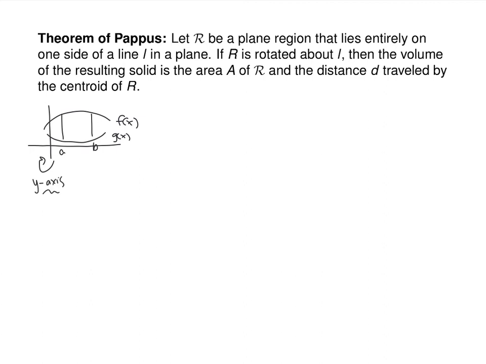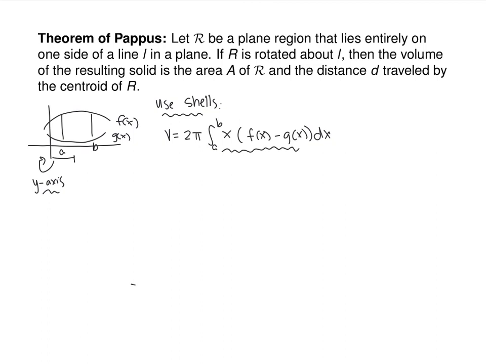So if we were to use cylindrical shells to find the volume of this, the volume will be 2 pi integral a to b. Your radius out to a slice is x. Your height of a slice is f of x minus g of x. And that expression should look awfully familiar, like really familiar. And here is how you know this.